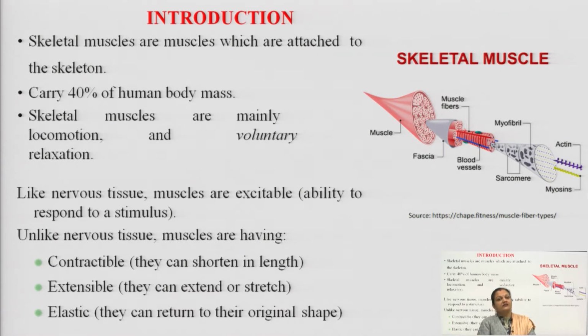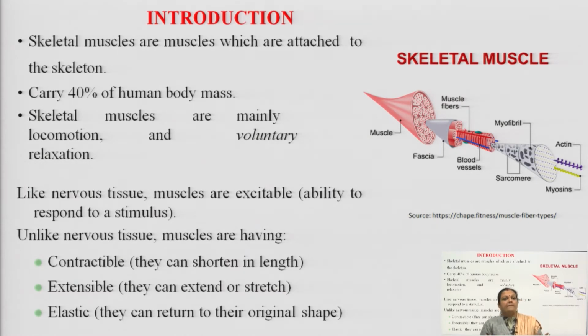When our nervous system gives any stimulus to the skeletal muscles specifically, they will respond specifically. Unlike nervous tissue, skeletal muscles have three main characteristic features, which are listed below. The first is contractility. It means the muscles are contractile in nature.